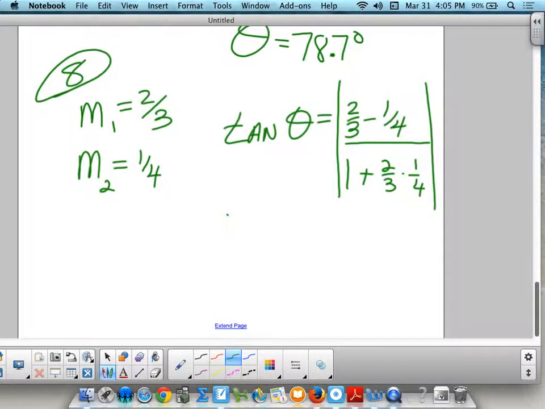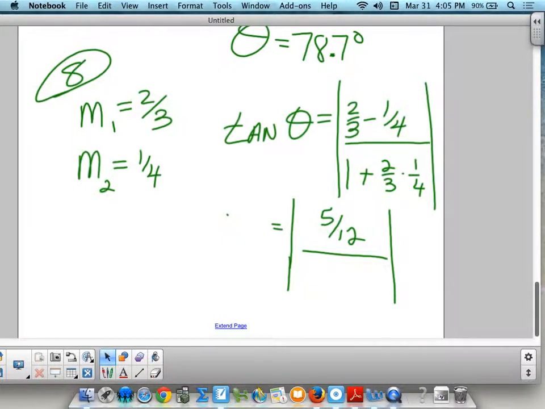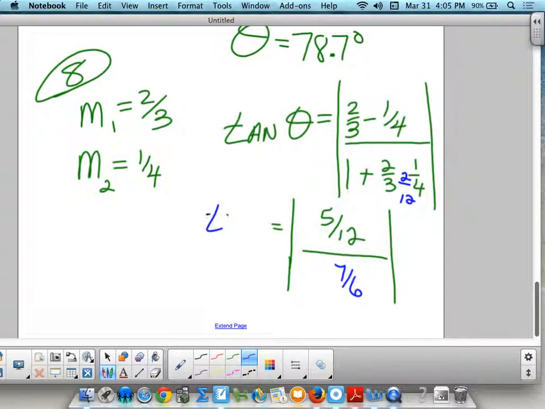Okay, this happens to be, oh, what did that top be? Top is 5/12 when you get your common denominator. The bottom turns out to be, oh, let's see here. This is 12. This is 2/12. 1 plus 2/12 is 1 2/12, which ends up being 14/12 or 7/6. Right? And tangent of your angle equals that.